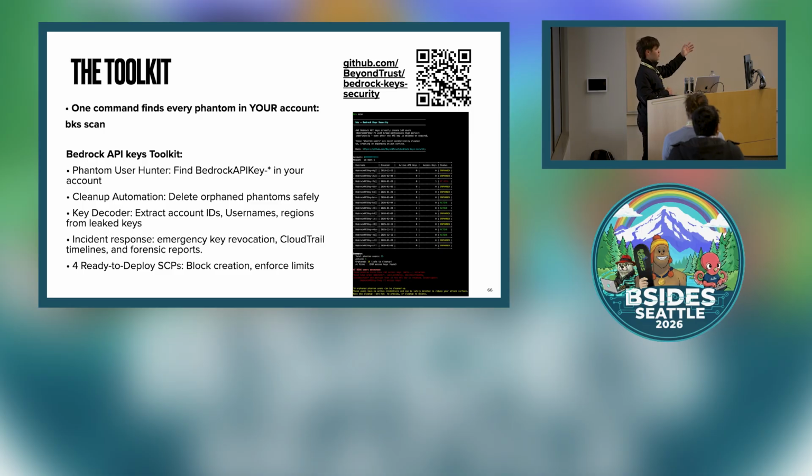With this toolkit, you can also decode both types of keys, the short-term and long-term keys, and you can do incident response. This toolkit allows you to do the emergency key revocation, which basically attaches those deny policies that I showed you before. It can get the CloudTrail timeline for you from the leaked Bedrock API keys and do forensic reports for those phantom users. And also in that repo, I included the 4 ready-to-deploy SCPs that I just showed you.